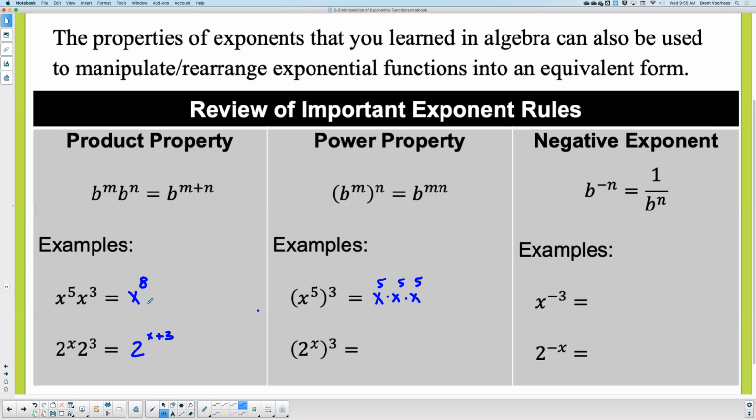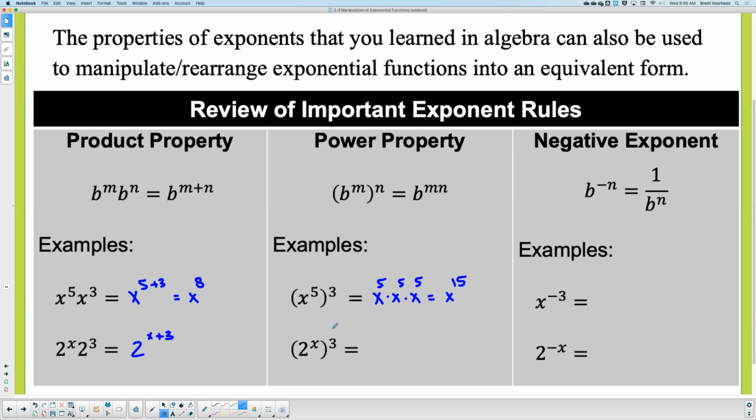And now you could use this rule. What do you do if it's the same base, just different exponents? What do we do over here? We added them. So let me break this down. 5 plus 5 plus 5, which equals... Okay, so what would this equal then? x to the 15th. Very good.